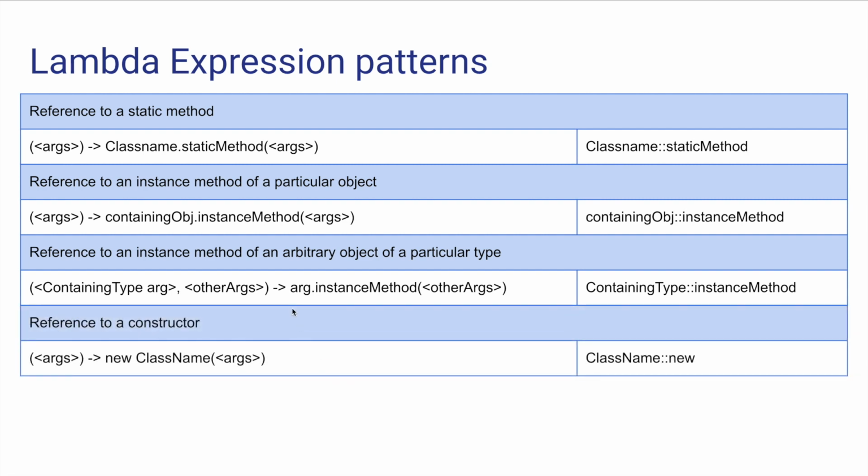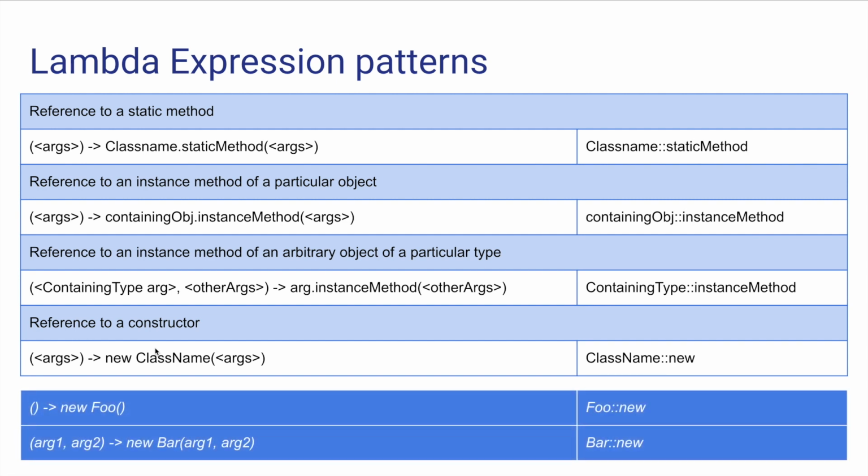Finally, if a lambda expression just returns a constructor with the arguments passed from the argument list as parameters, then it can be replaced with class name new. Let's look at some examples. So if our lambda expression is supplying a constructor of foo class, it can be replaced with foo new. Next, we return a constructor of bar class with arguments passed from the argument list. So as per our pattern, this can be replaced with bar new.